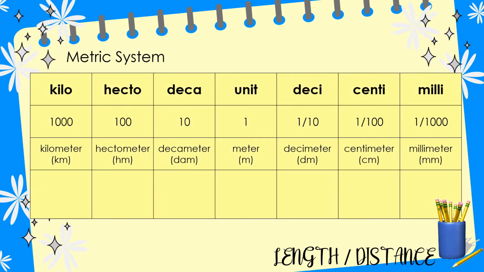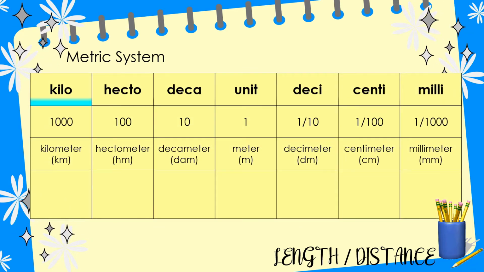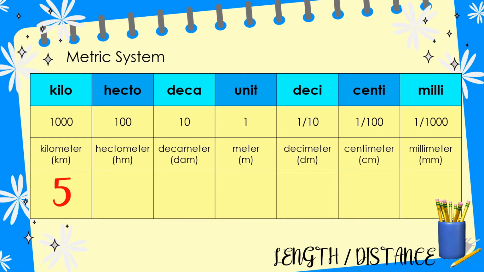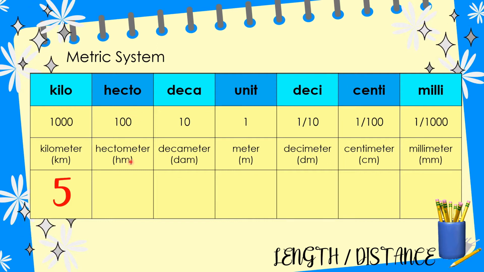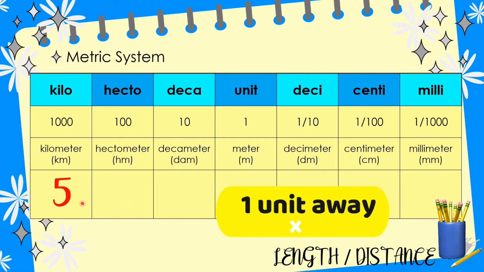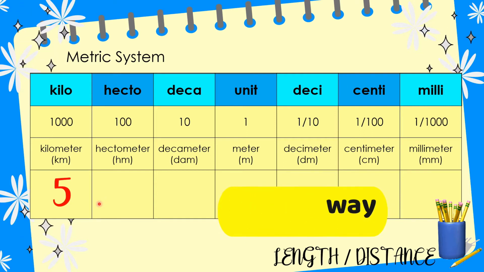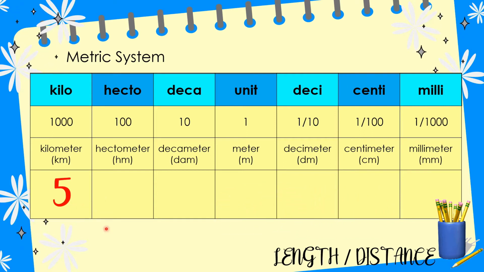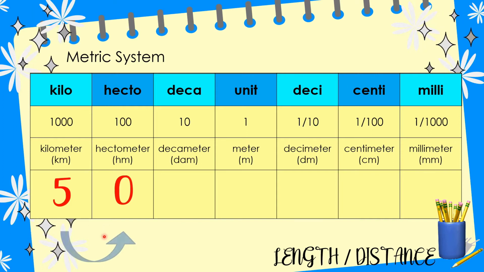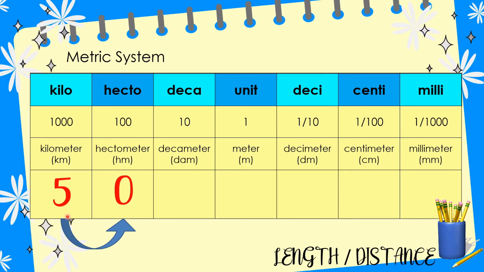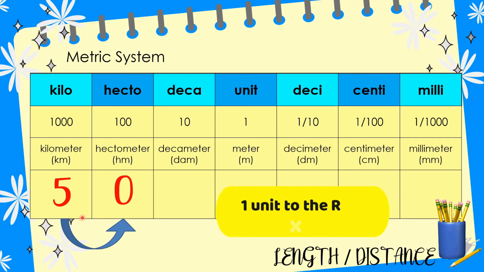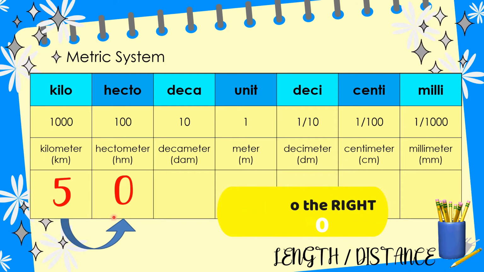So, gamit yung table kanina, try nga natin mag-convert. Halimbawa, 5 kilometers. Try natin siyang i-convert into hectometer. So, ang difference na sa isa't isa ay isang unit away. Tingnan natin kung anong magiging epekto kapag nilipat natin yung 5 kilometers sa hectometer. Naging 50, no? Napansin natin, yung 5, nung nilipat natin sa smaller unit, naging 50. So, parang minultiply natin si 5 by 10.